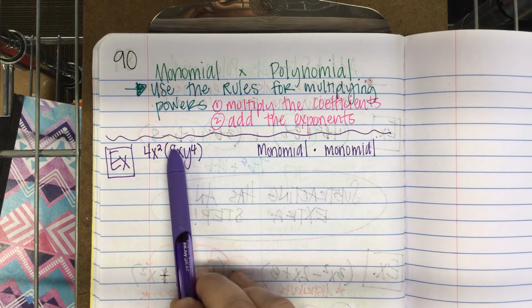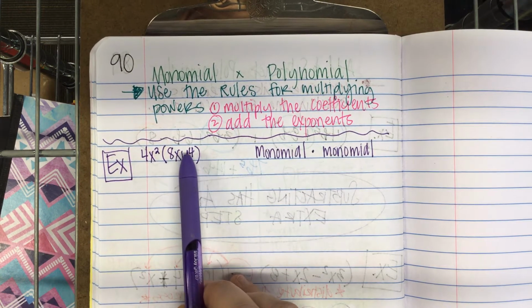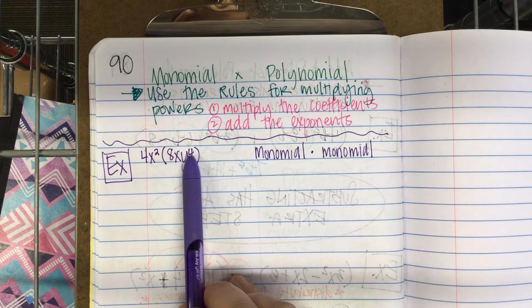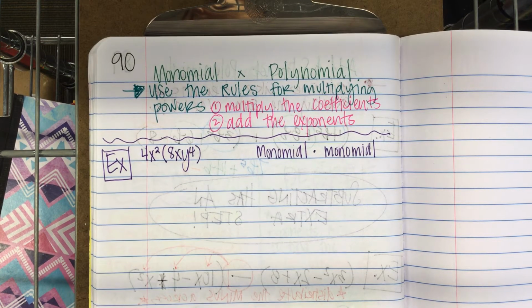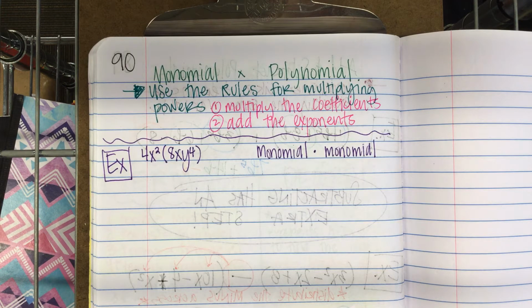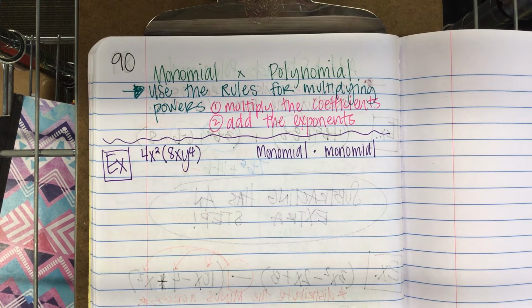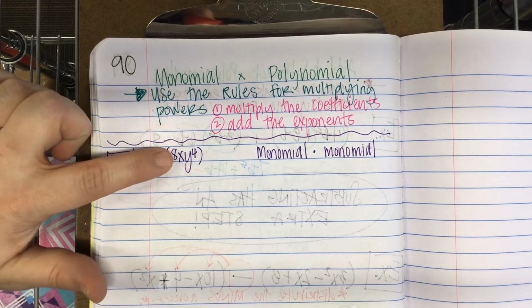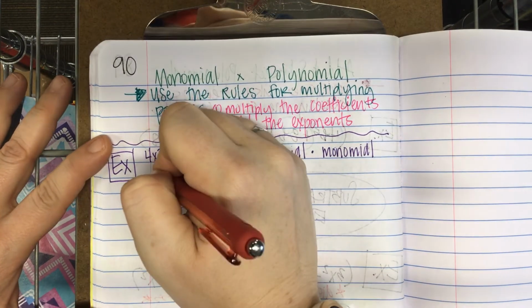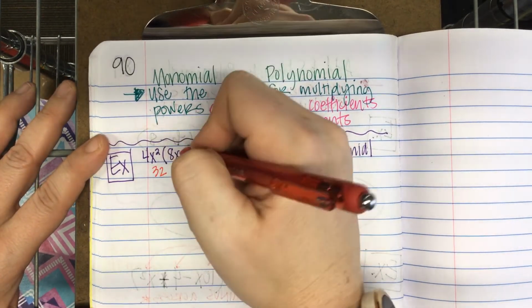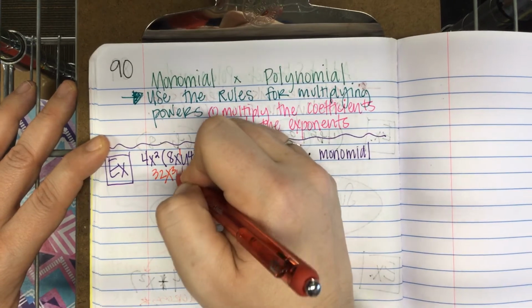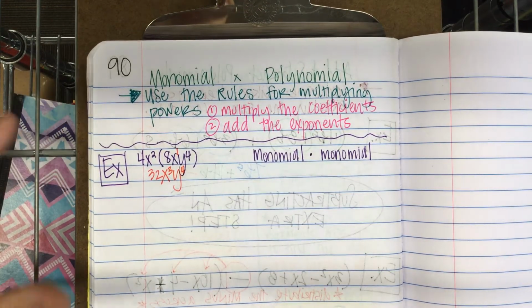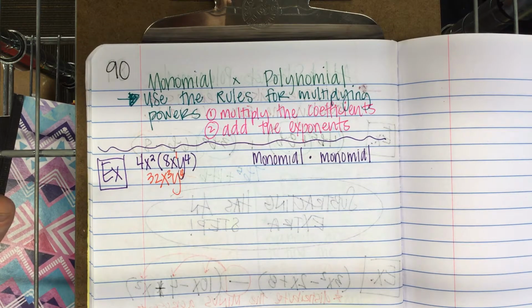If I wanted to get even more specific, I could say that this is a quadratic monomial, because the exponent is 2, times a quintic monomial, 1 plus 4 is 5. But we're not naming them, we're not classifying tonight, we're just multiplying. But multiply the coefficients, add the exponents, right? 4 times 8 is 32, x squared and x to the first make x to the third, y to the 4th. That's it. That's a monomial times a monomial.